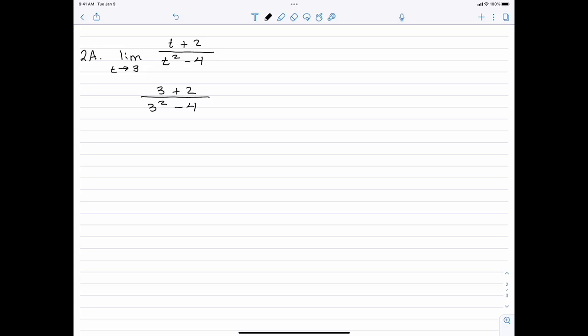Now you might say, could I have factored out a t plus 2 from the top and bottom? Sure. But you didn't need to, because there wasn't an issue at that point. You're just going to get the same value. Okay, let's keep on going.